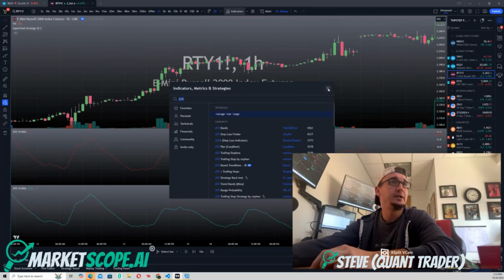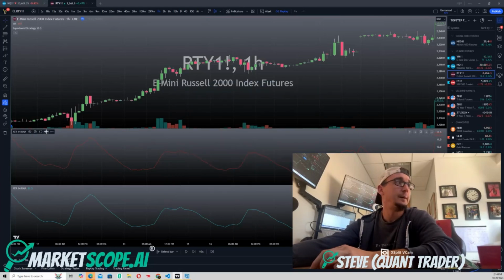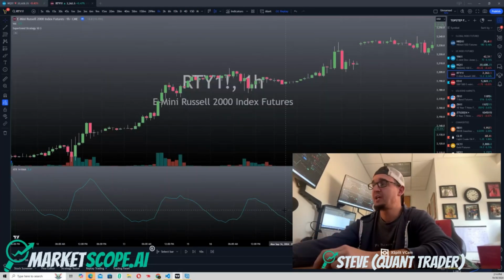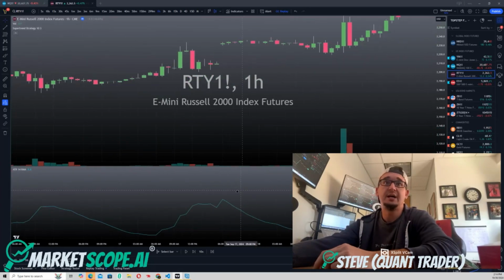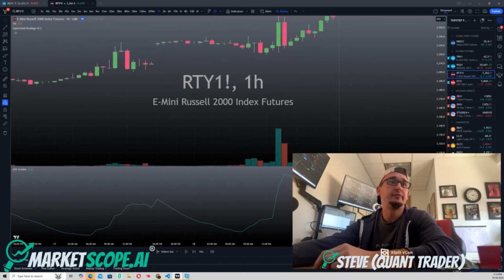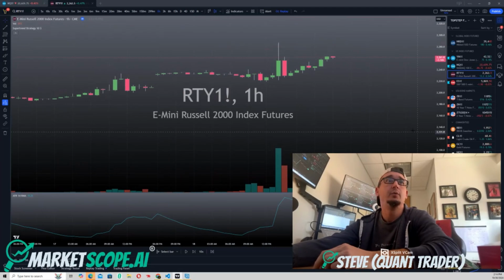So again, let's go to... So I use ATR, which is average true range. I use it for my stop losses. It's one of the things that has been my common denominator when it comes to risk to reward.